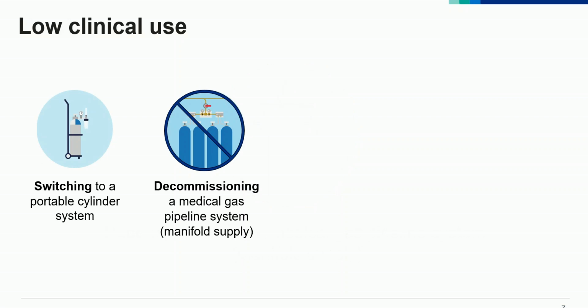However, there are different types of portable cylinder systems dependent on the needs and requirements of each clinical area. For more information on each type of portable cylinder system, sign up to or watch a recording of the webinar Implementing Waste Mitigation Activities Outside of Maternity. Several trusts who have run nitrous oxide waste mitigation projects have found switching to a portable cylinder system and decommissioning of a medical gas pipeline system an effective way for reducing waste.